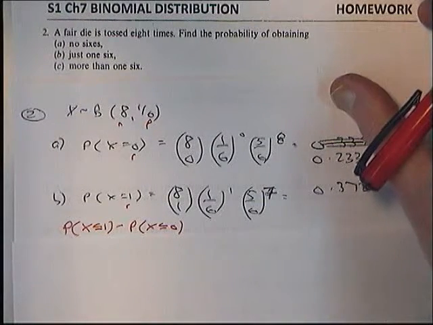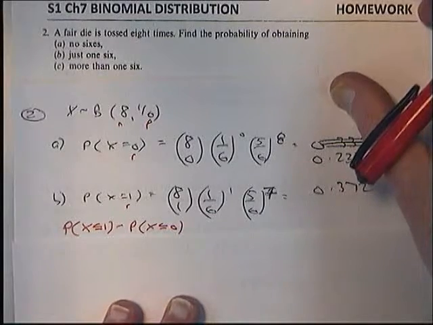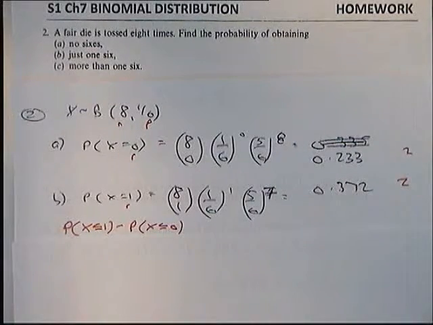Part C, more than 1/6. How do people approach more than 1/6? Anybody want to know how they did that one? Because you could have done 2 or 3 or 4 or 5 or 6 or 7 or 8, which is a long way around of doing it.